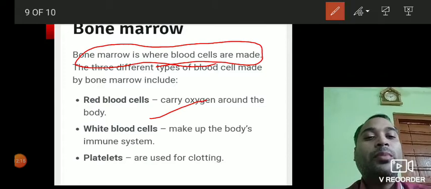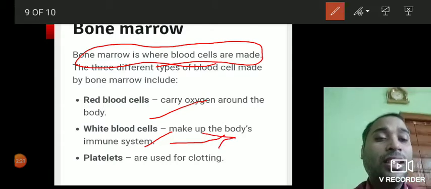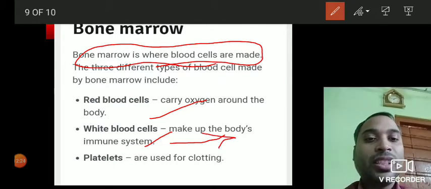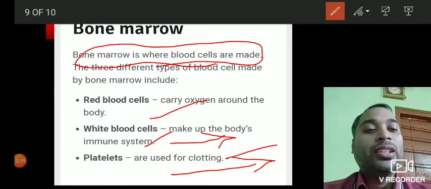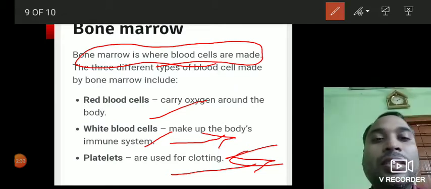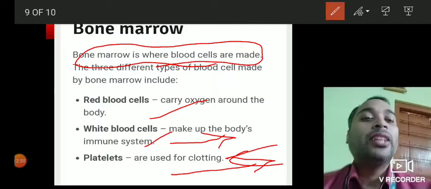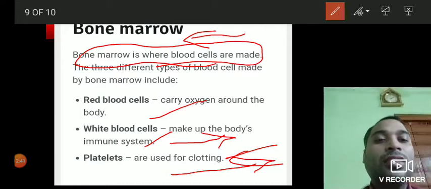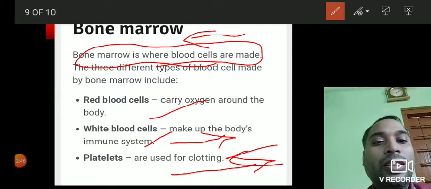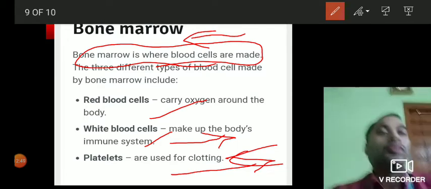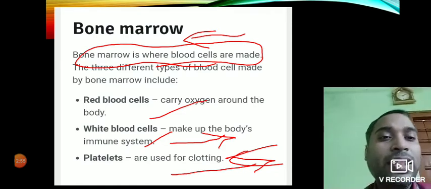Then white blood cells. What are white blood cells? They make up the body's immune system, so they help to fight the various infections of our body. Then platelets. Platelets are used for blood clotting. So this is again an important function of blood. These are the blood cells produced in the bone marrow, and bone marrow is a part of what? Our bones. So this is about the functions of bone marrow.